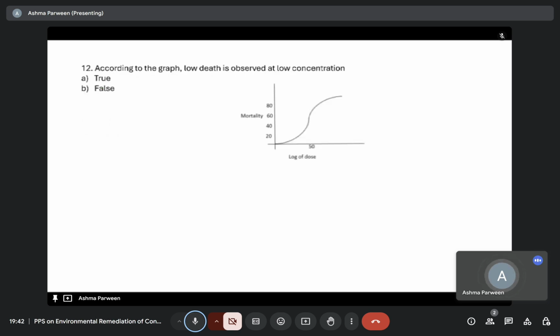So the question is, according to the graph, low death is observed at low concentration. So we have to say whether the statement is true or false. So again, I will give you all 2 minutes. Take your time and write the option in the chat box, and then we will discuss.